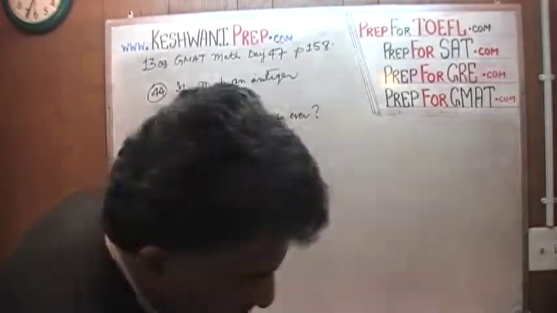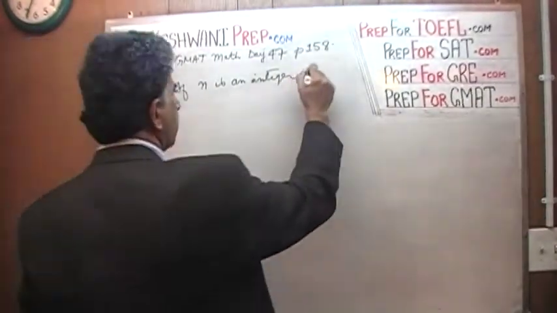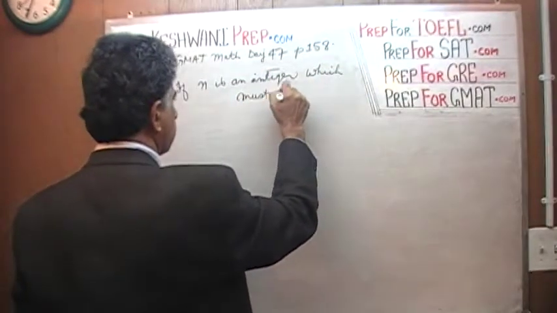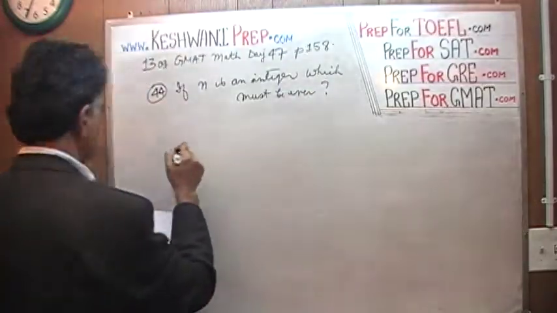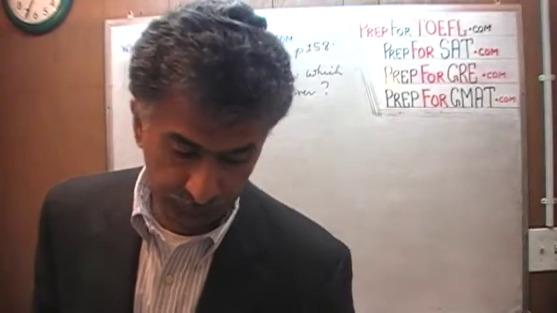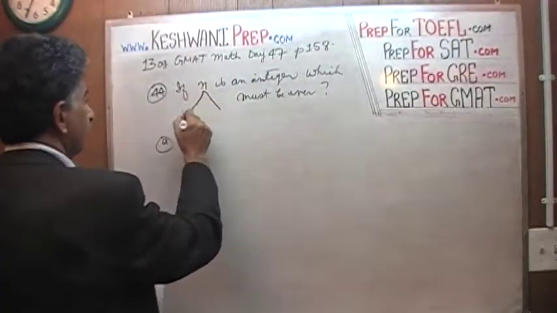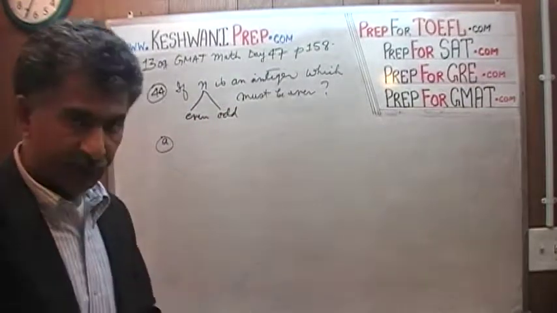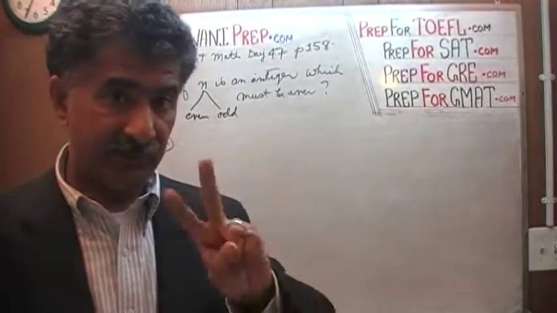Well, if n is an integer, there are only two possibilities. N is either even or odd. All we have to do is contemplate both possibilities and find the one answer choice that does not switch.